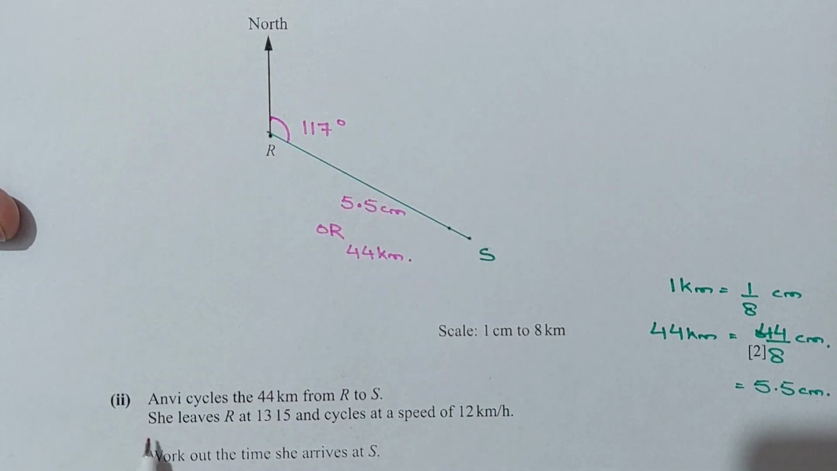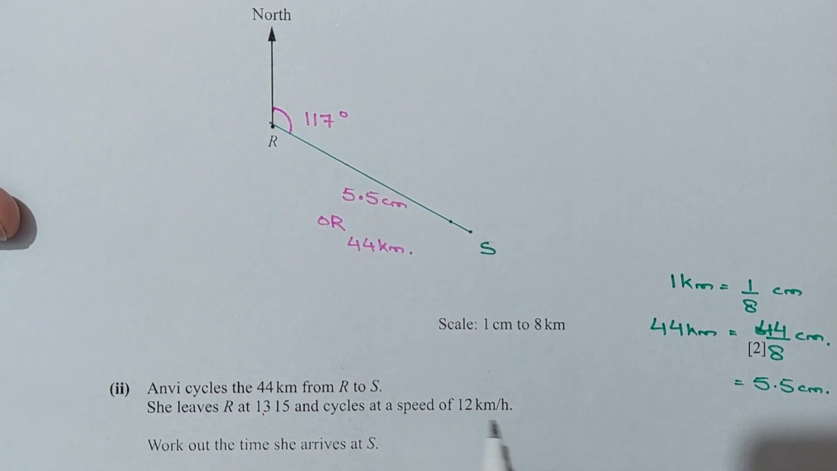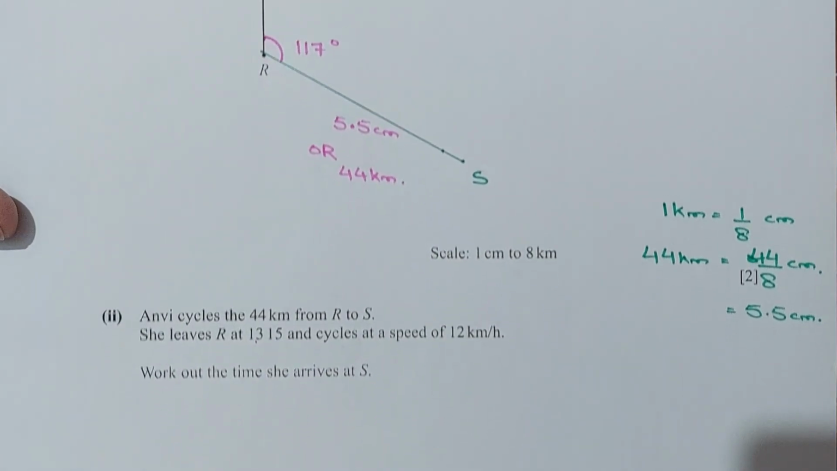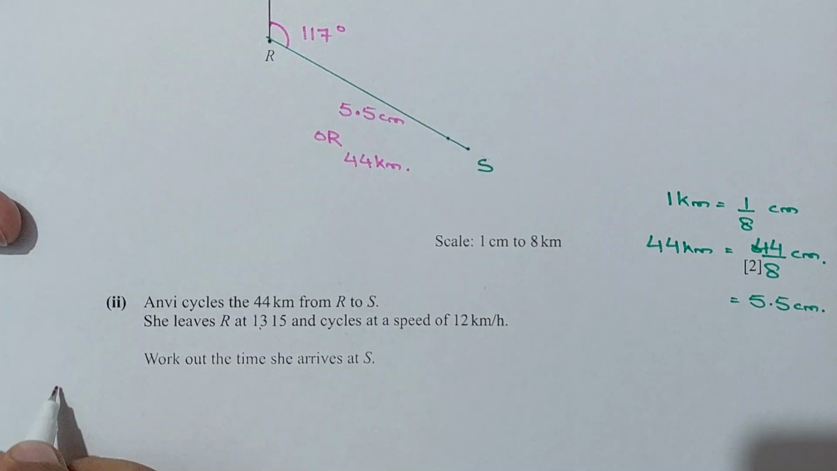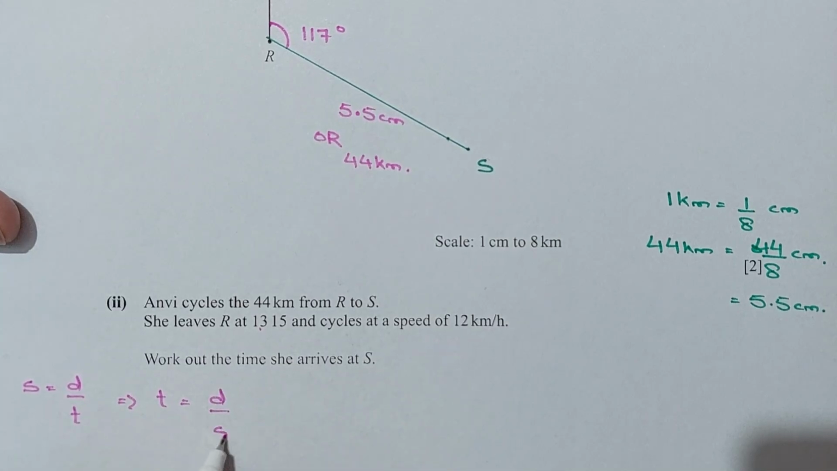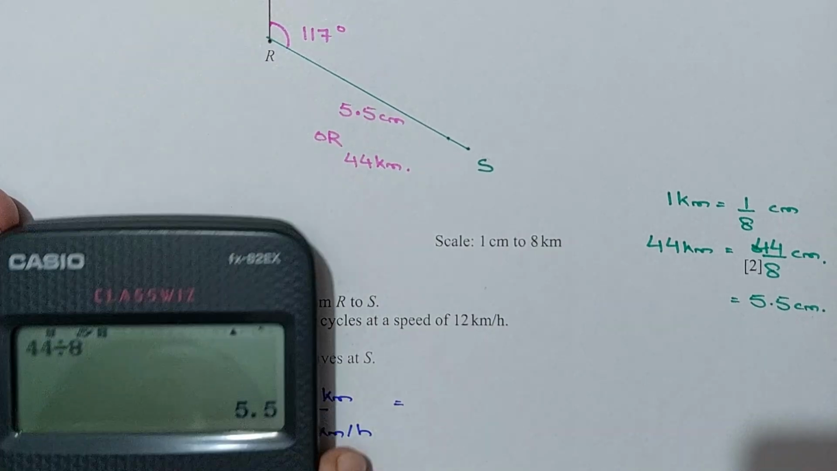She leaves R at 13:15 and cycles at a speed of 12 kilometers per hour. Work out the time she arrives at S. At what time does she arrive at S? Okay. So we have to use the formula speed equals distance over time. We have to find the time, which is distance over speed. The total distance between R and S is 44 kilometers, and the speed is 12 kilometers per hour. So we will get the answer in terms of hours.